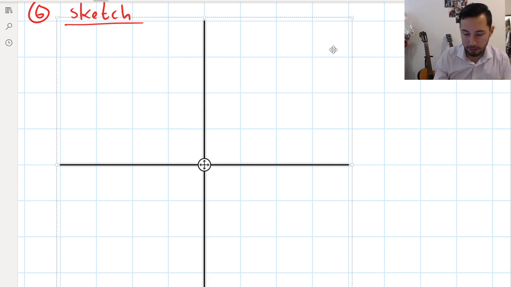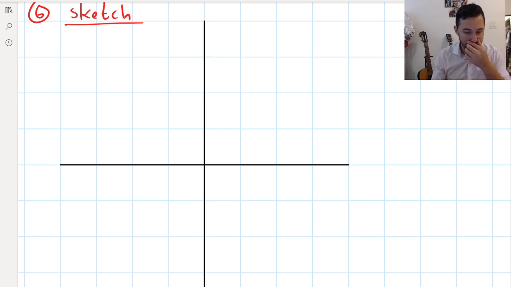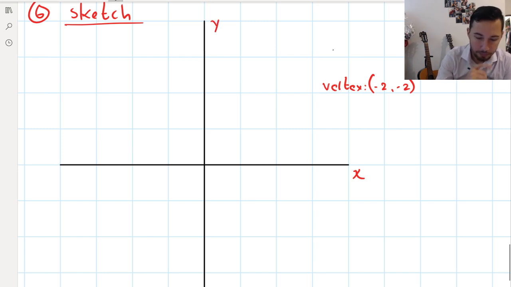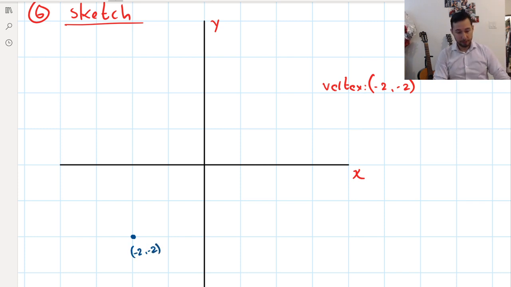So the first thing I want to plug in is my vertex. So my vertex was -2, -2. Let's write those here on the side. So my vertex was -2, -2. So I'm going to find that on the graph. So this will be my x-axis, this will be my y-axis. So this will be -2, -2, and that will be my vertex.